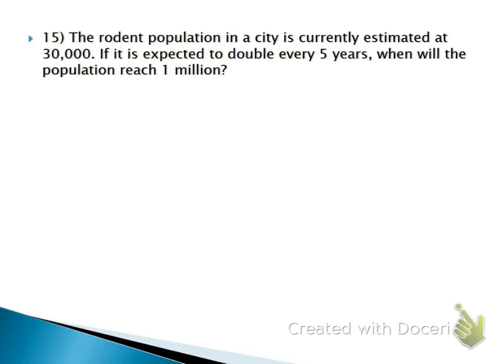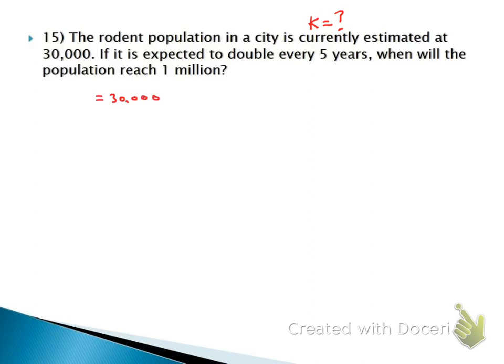Okay, I'll walk you through it. I first need to find K, the growth factor. I need to find K before I can answer the question. What's the initial population of the rodents? 30,000.